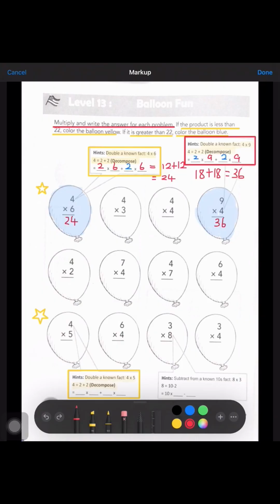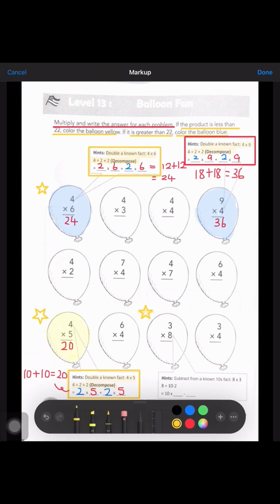So 4 times 5 equals 2 times 5 plus 2 times 5, and it equals 10 plus 10, which is 20. So 4 times 5 equals 20. 20 is less than 22, so we color the balloons yellow.